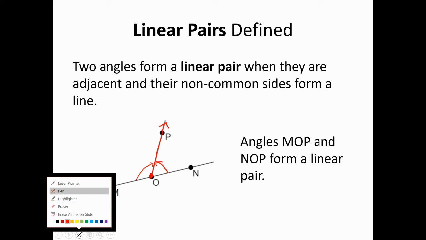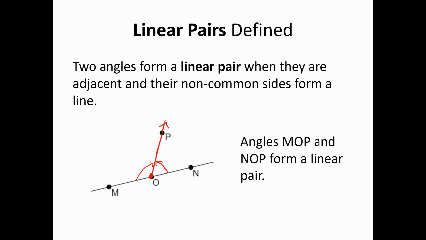And I tell you what, I'll get a different color for this. How about green? So look at their non-common sides. That is, the sides that are not in the intersection, the sides that are not in common. That's ON from one, OM from the other. And notice that those non-common sides form a line. So there you go. That's a linear pair. And it should be fairly clear why this is called a linear pair, right? Because we do have two angles, and together they make a line.